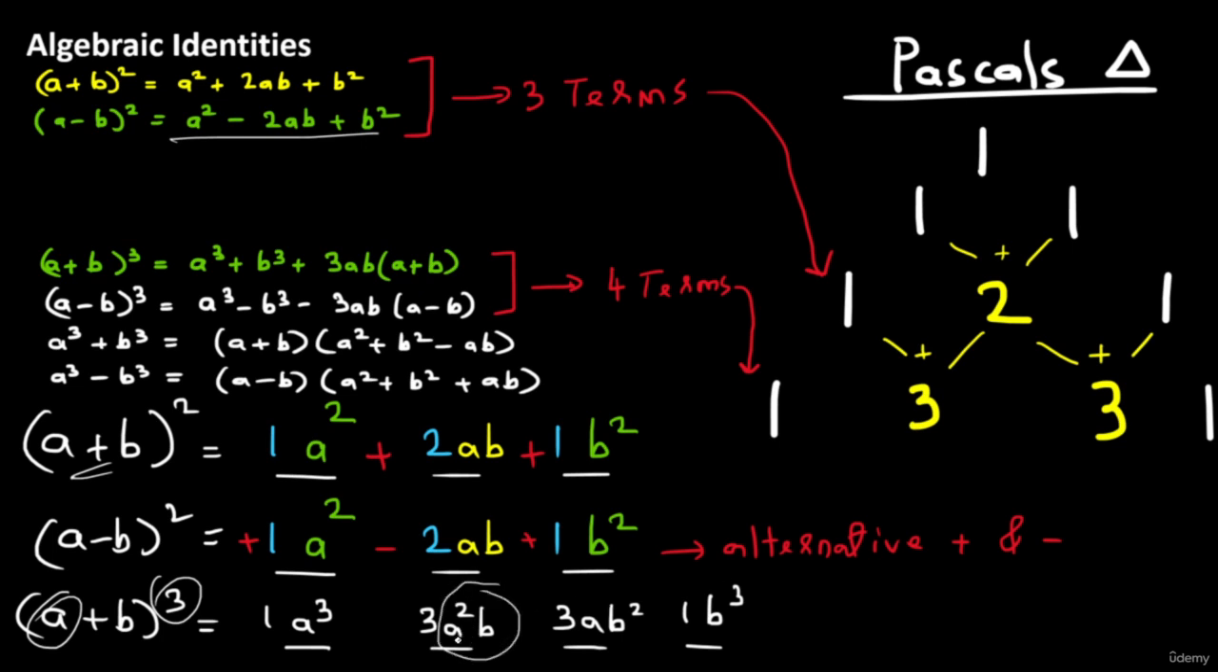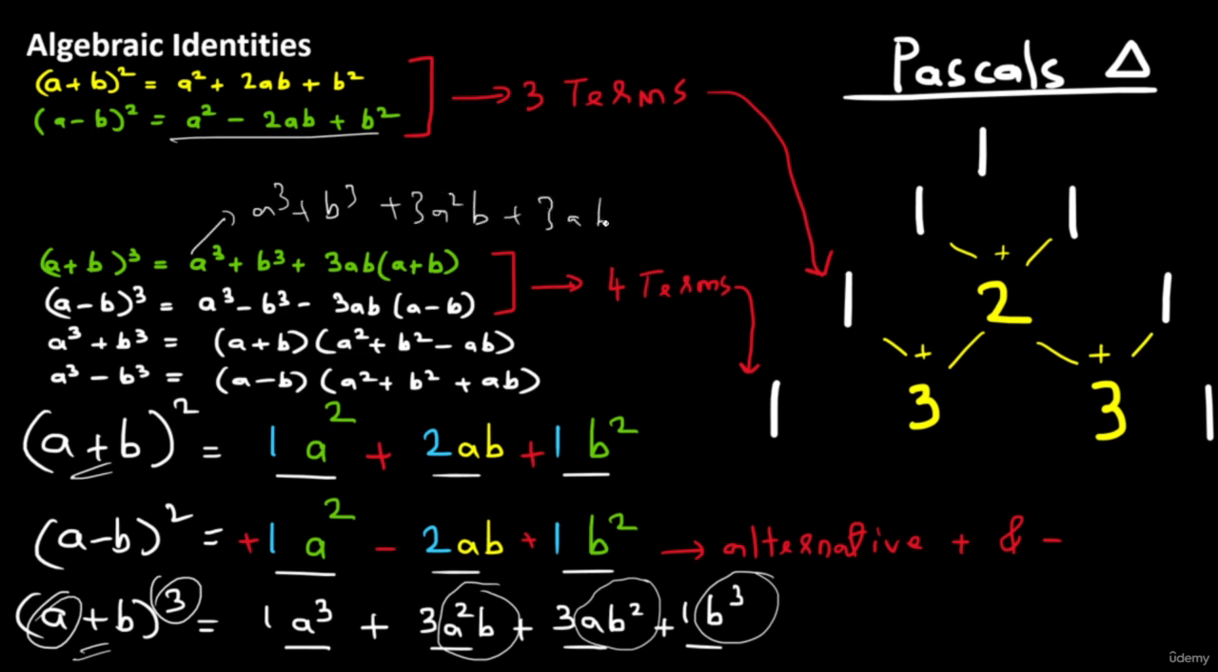Again, I reduce the power of a by 1 and increase the power of b by 1. So that's a b square. And I reduce the power of a by 1 and increase the power of b by 1. I have b cube over here. Now because I have plus over here, let's fill everywhere with plus. So this is the full form or the expansion of (a plus b)^3. That's the same thing that we got over here. This is a cube plus b cube plus 3a square b plus 3ab square, right? Which is what we have over here.